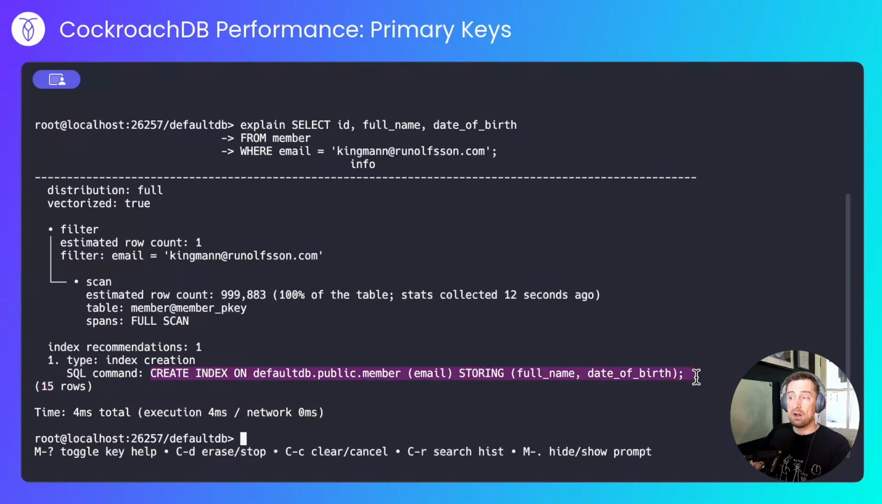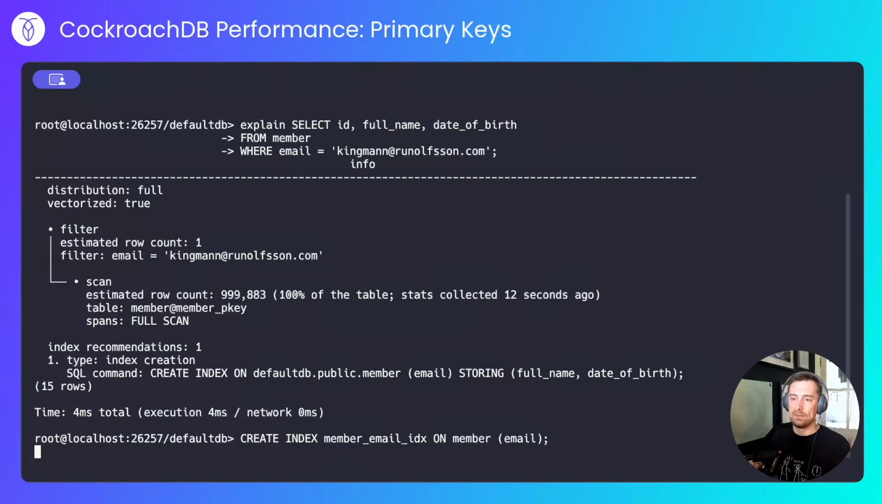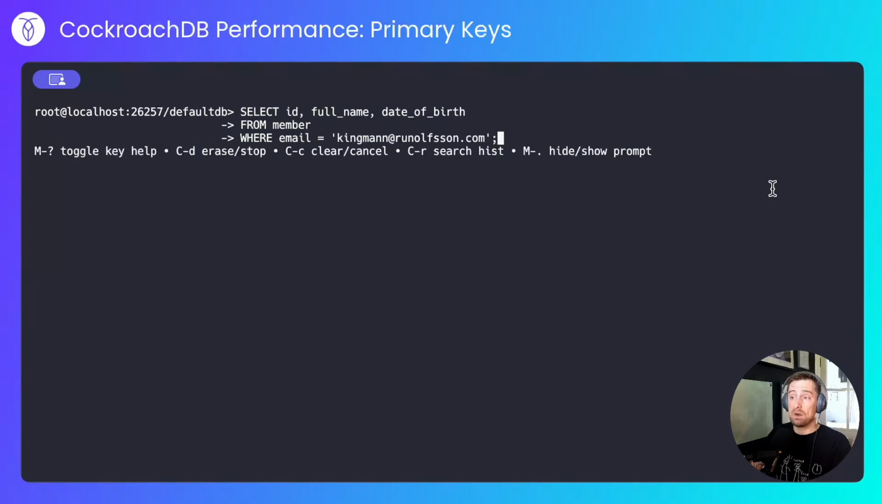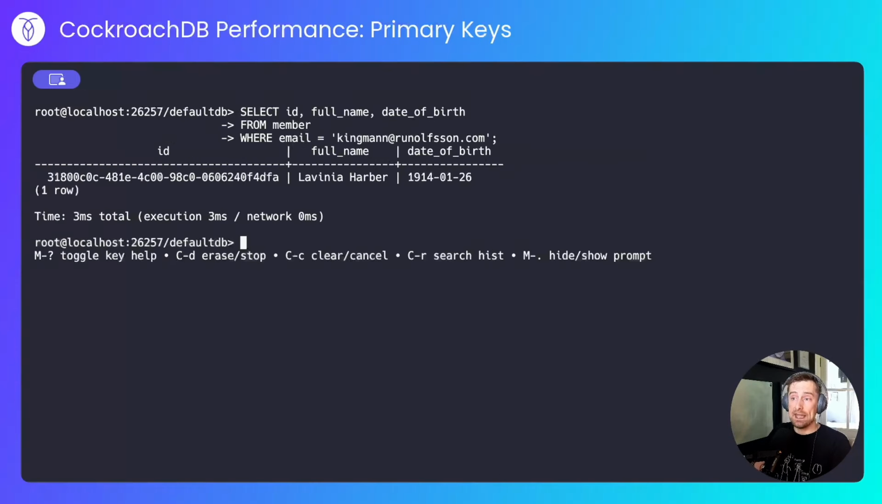CockroachDB is recommending that I create this index, which is a covering index based on the email address and storing the full name and date of birth. We'll create that index in a minute, but I just want to show you what it looks like if I don't. So I'll create an index on the email column, but I won't use a covering index. I won't store any columns within there. If I run the same query using the email address as a filter again, this time we're seeing latencies of around 3 milliseconds. So that index has definitely fixed the performance for us, but we can do better.